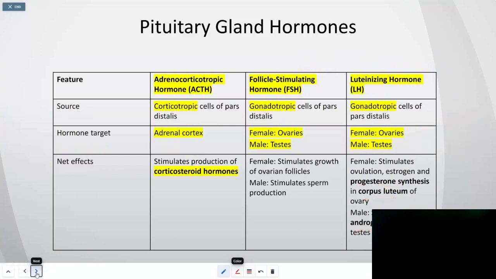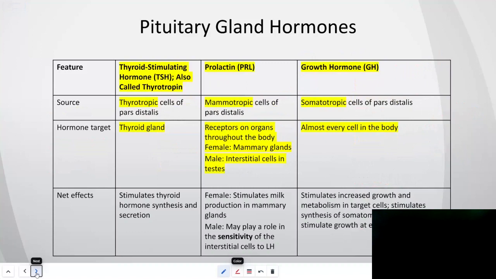All right. And then for the males, the primary function is androgenesis. So that's just steroidogenesis going from cholesterol, pregnenolone, 17-hydroxypregnenolone, progesterone, DHEA, androstenedione, testosterone. The next hormone that we have is called thyrotropin. This one is TSH, and TSH is going to be secreted by the thyrotropic cells, also in the pars distalis.